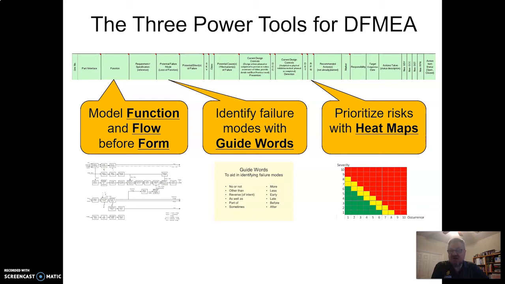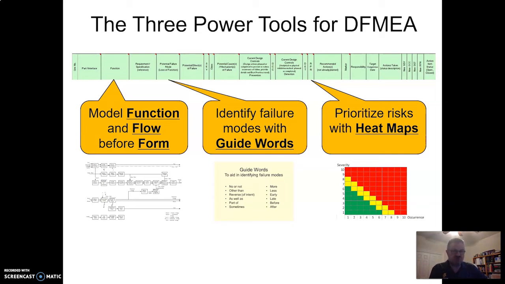and that's my verbiage. The first one, all the way over on the left in the block that's pointing up to function, is modeling the function and the flow in the system before the form. So you can see in the original DFMEA form that we showed, the item all the way over on the left, the thing that is the first trigger to start your thinking about the design, is what is the part? Then you describe the function.